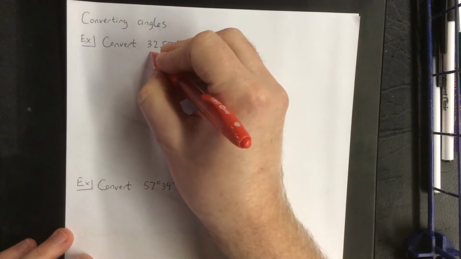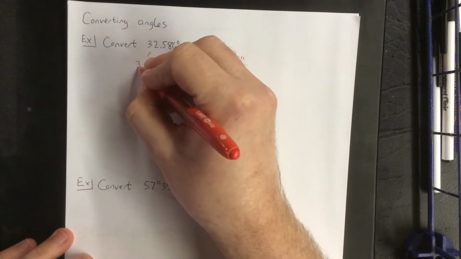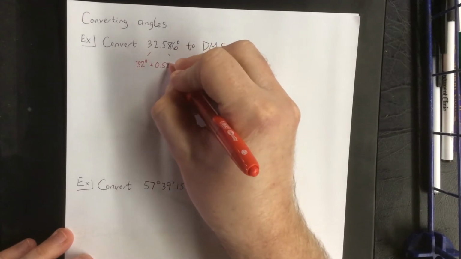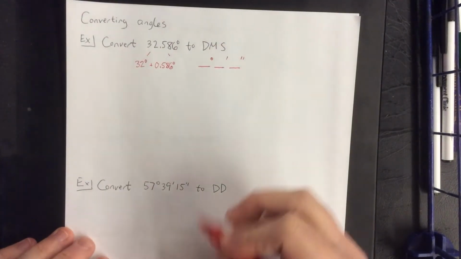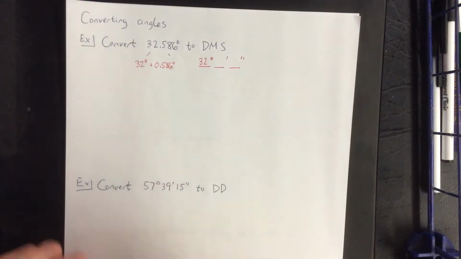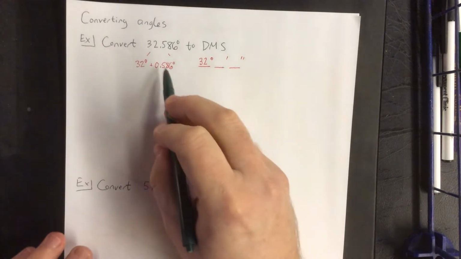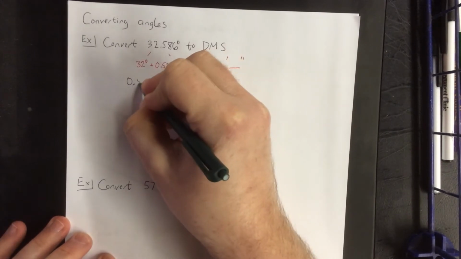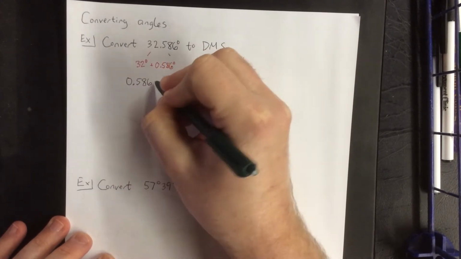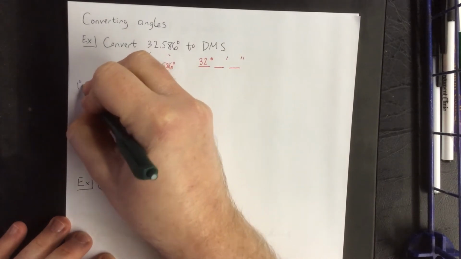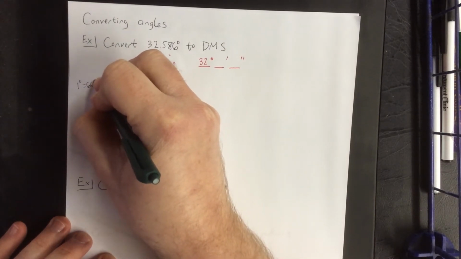So first thing I'm going to do is say that we can interpret this as being 32 degrees plus 0.586 degrees. So I know that as part of my final answer, I'm going to see 32 degrees in there. Now, as far as how many minutes I have, I'm going to take that decimal portion of degrees and convert it from degrees into minutes. The conversion that we're going to be making use of is the fact that 1 degree is equal to 60 minutes.